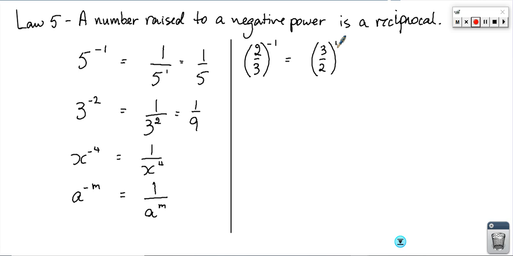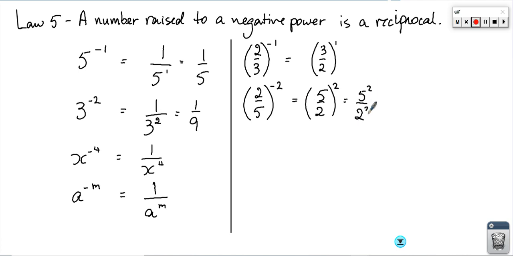Let's see another example. 2/5 to the power of minus 2, for example. So, first we take out that negative power, that's a reciprocal. So this negative power is a reciprocal of the fraction, and the reciprocal of the fraction is 5 on 2 to the power of 2, which is 5 to the power of 2 divided by 2 to the power of 2, which is 25 on 4, which is equal to 6 1/4.